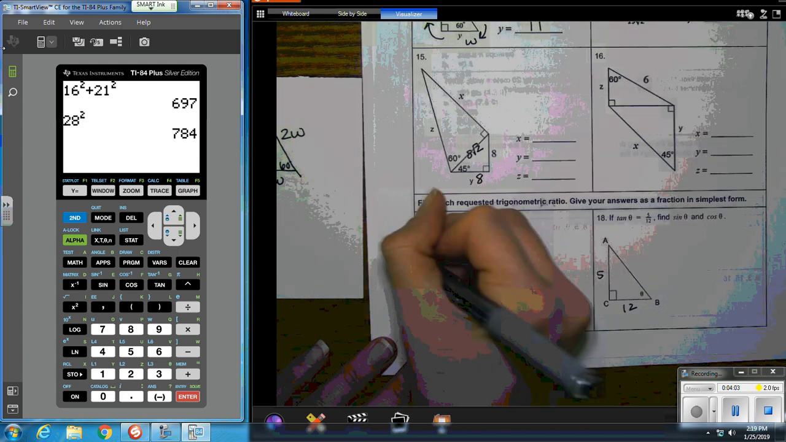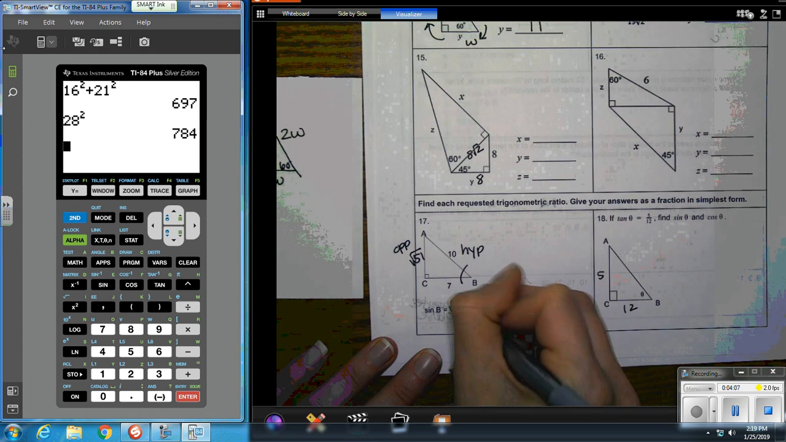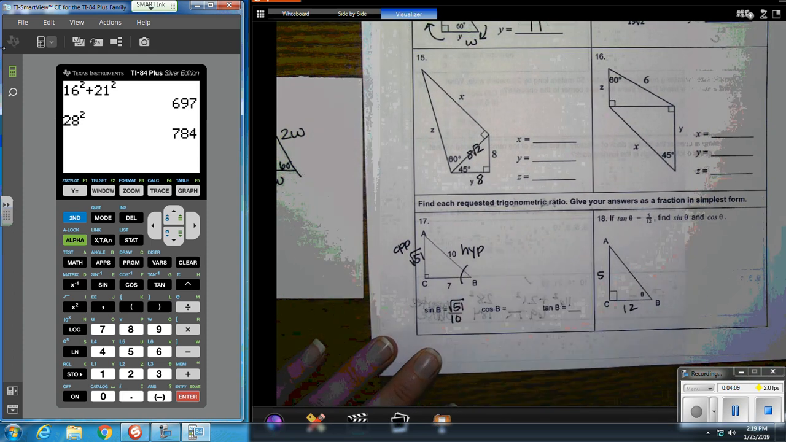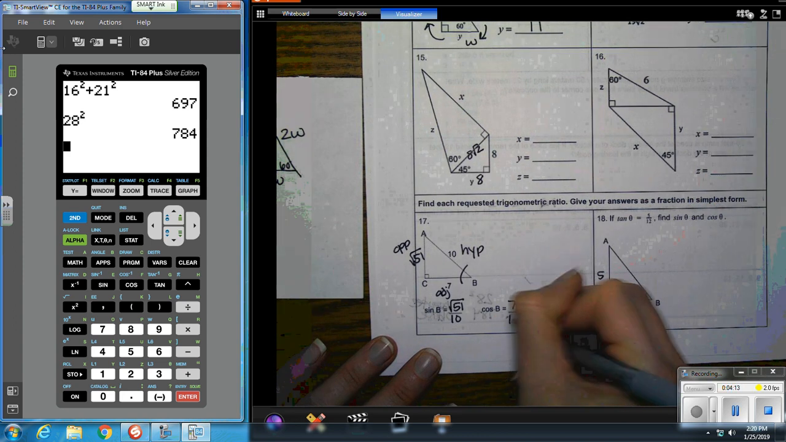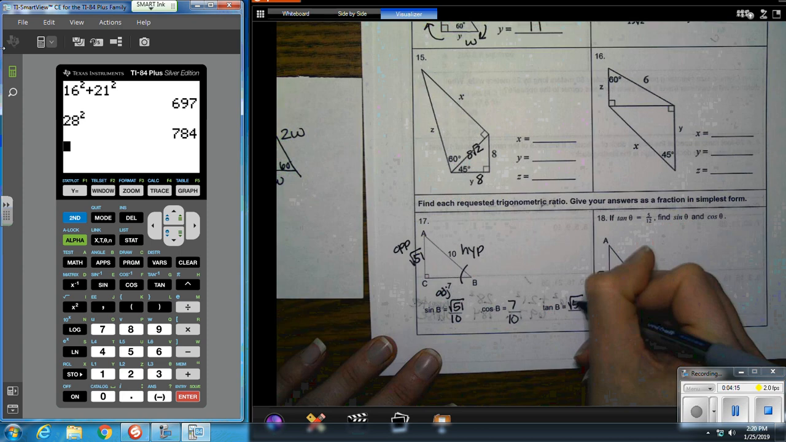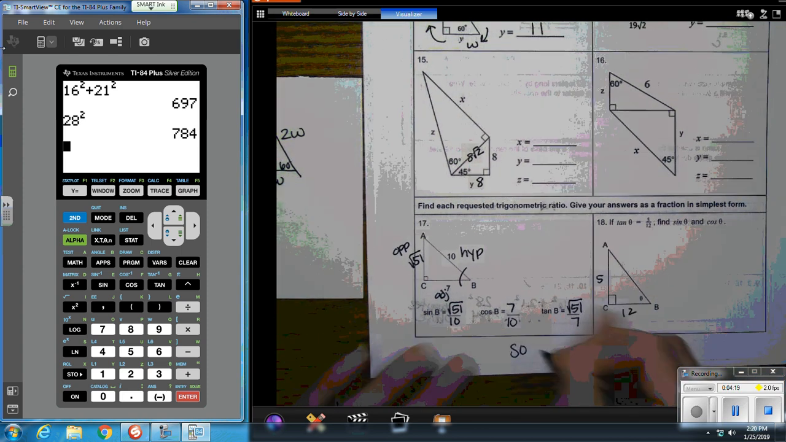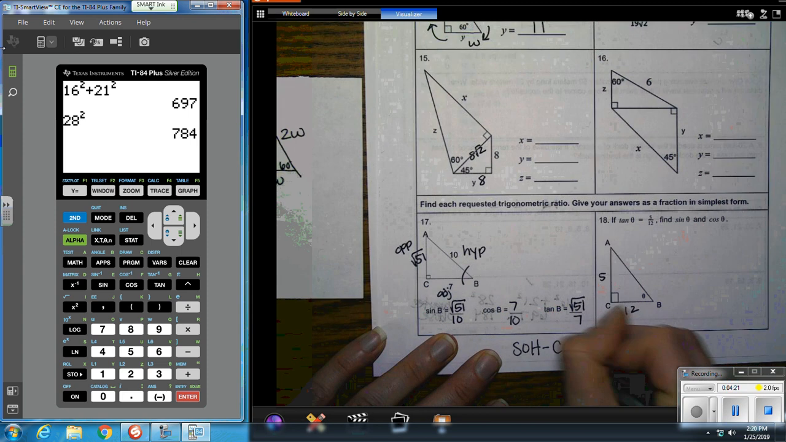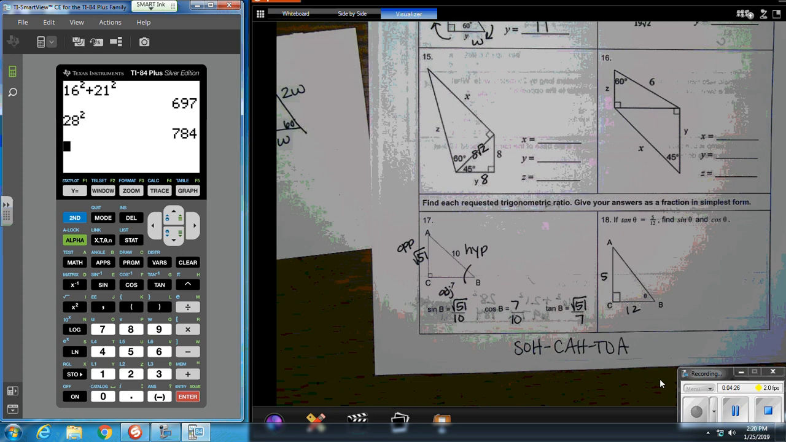Since this is opposite and 10 is my hypotenuse, sine of B would be root 51 over 10. Cosine of B needs my adjacent, which would be 7 over 10, and then tangent would be root 51 over 7. I will on the test give you these ratios, but you can absolutely have those memorized as well to make it a little bit easier.